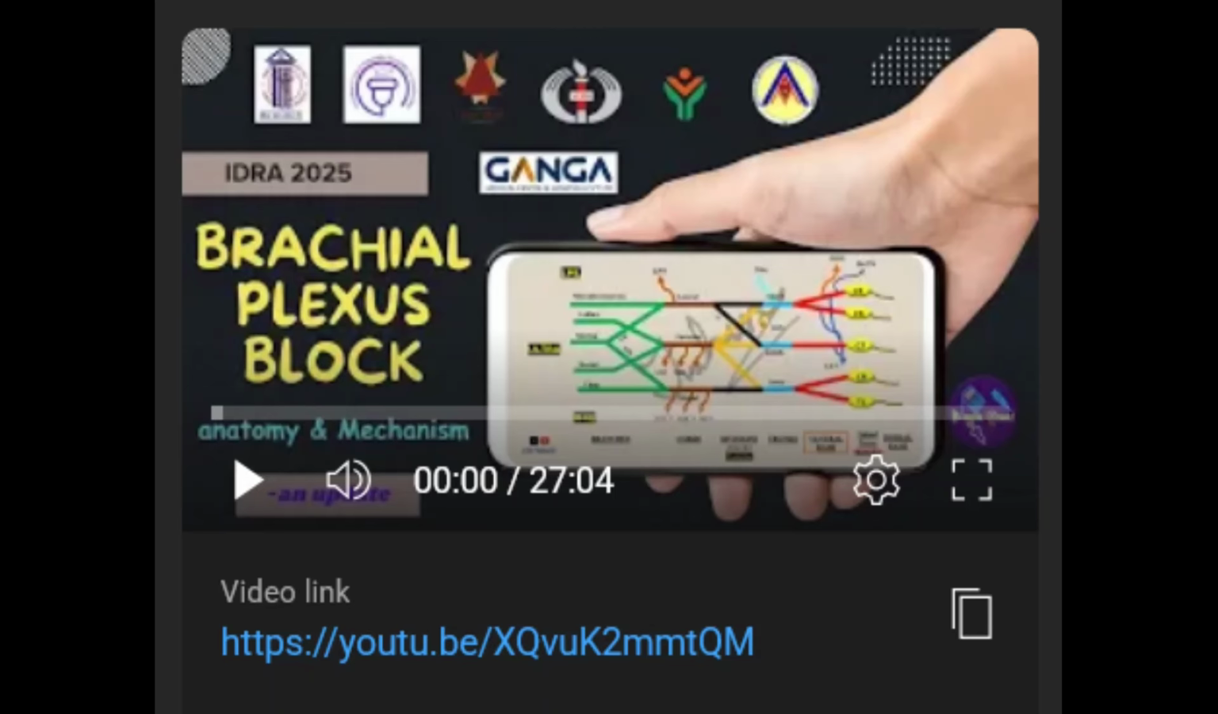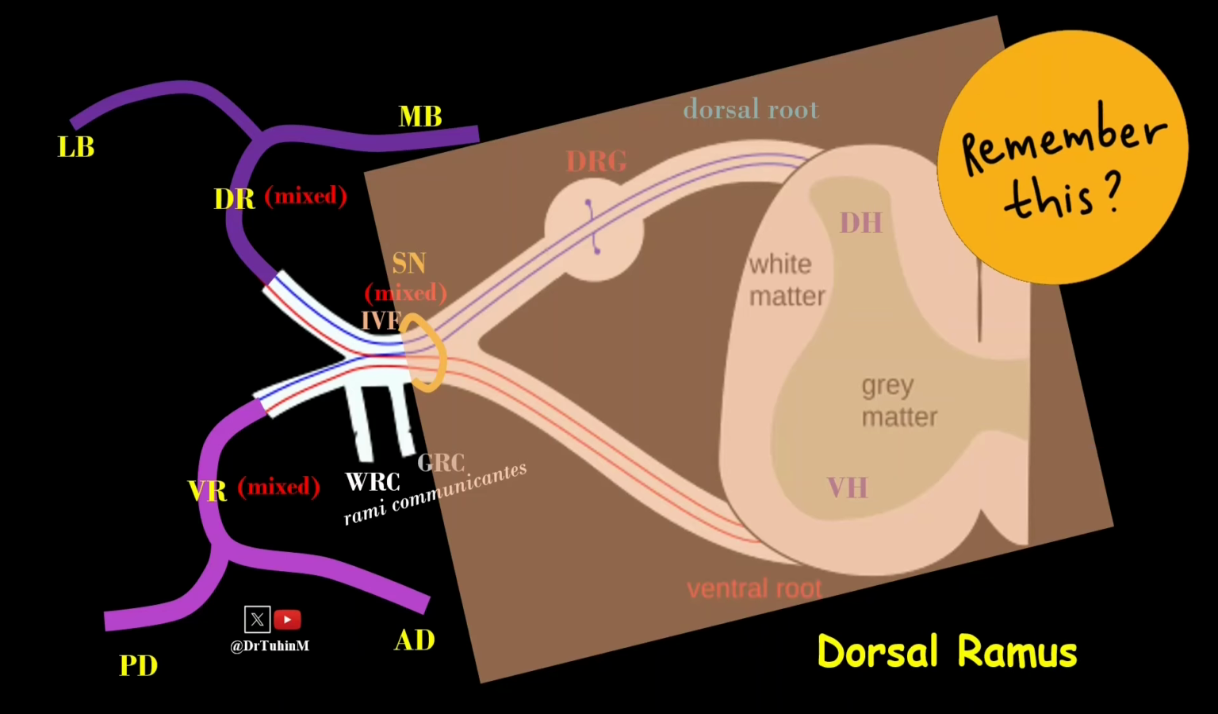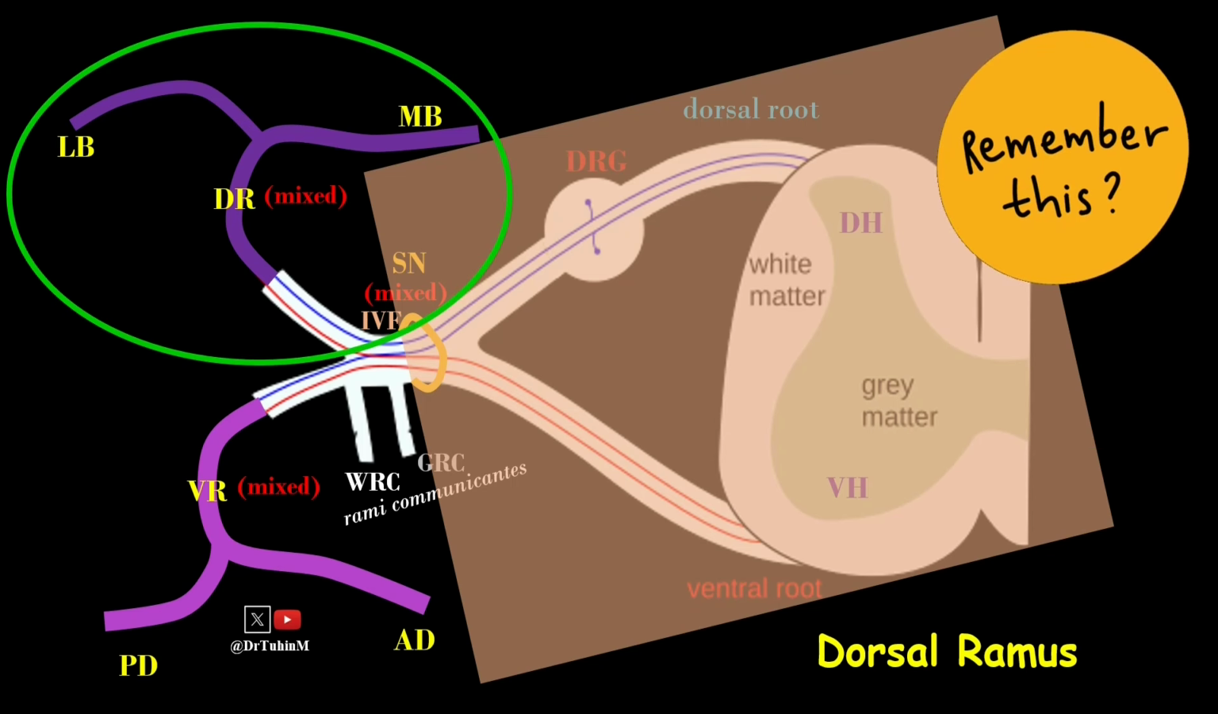If you have attended my last class on brachial plexus block, we discussed the spinal nerve when it is coming out after the intervertebral foramen and the course of the ventral rami. Now we have to focus on the dorsal rami. What happens to the dorsal rami when it comes out of the intervertebral foramen?